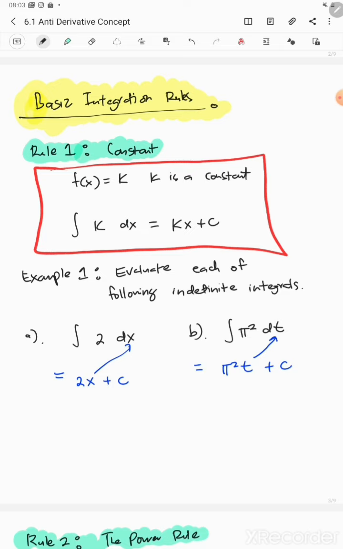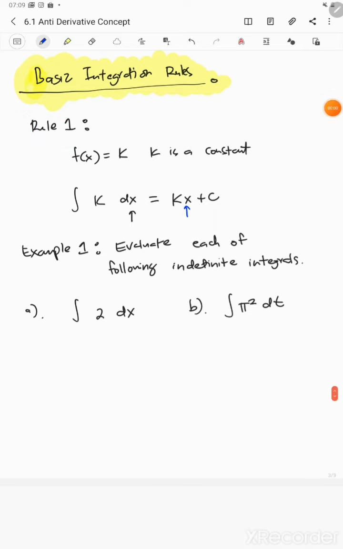Below is the example for the integration of a constant. Example 1: evaluate each of the following indefinite integrals. Here we have two questions. Question A, integrate 2 dx. Our variable indicator is x. Let's see what happens if you integrate the constant. You can follow the rules of integration: you have to add x. So the answer is 2x plus c.